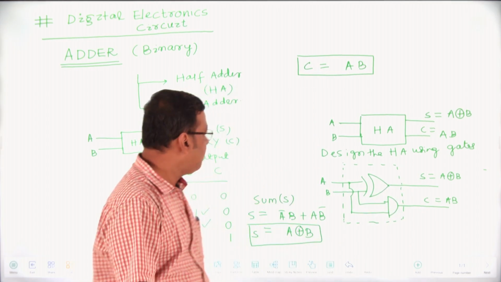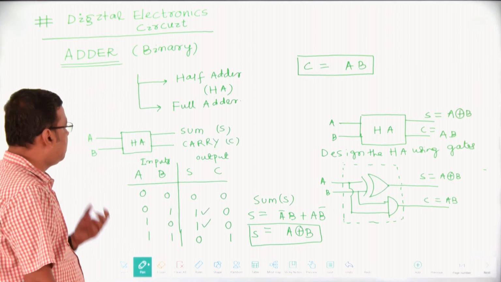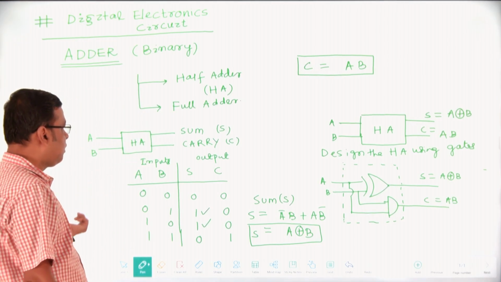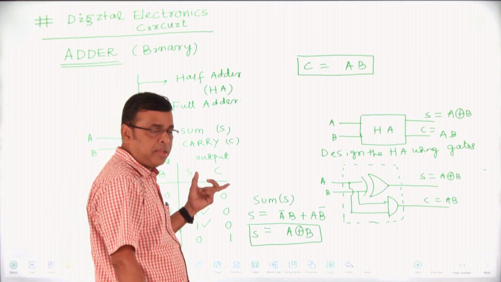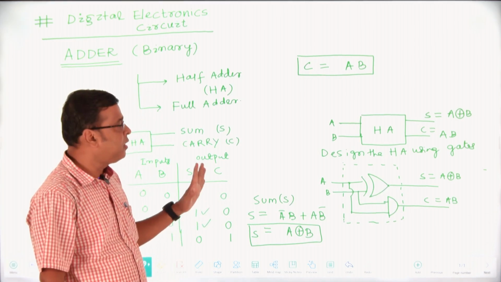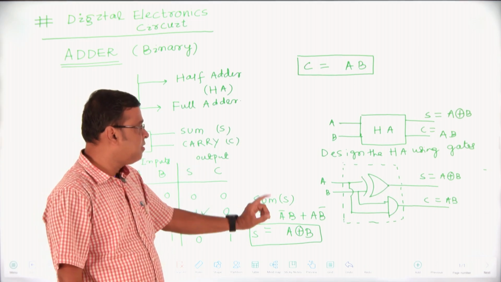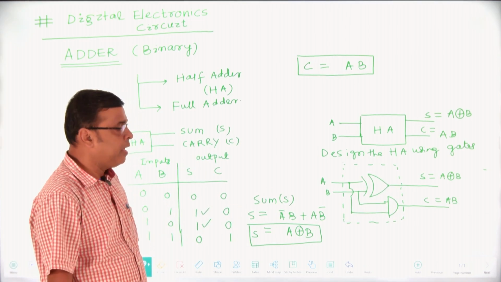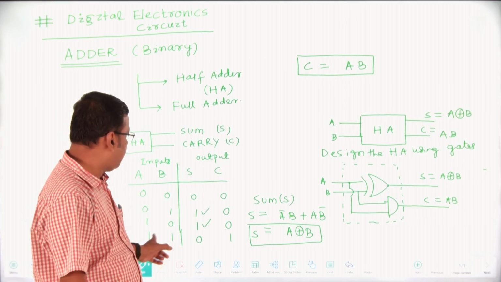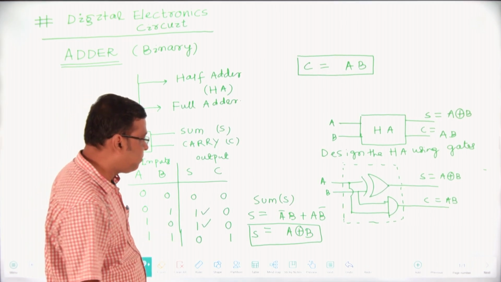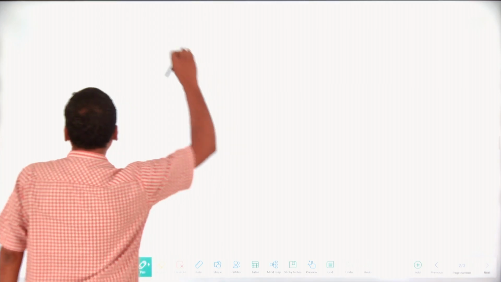Okay, in case of half adder, it has two inputs A and B, and it has two outputs, one is sum, another one is your carry. So sum is nothing but A XOR B, or that is your A bar B plus A B bar, and carry is nothing but AB, that is when both A and B are logic level 1. Then come to the full adder.